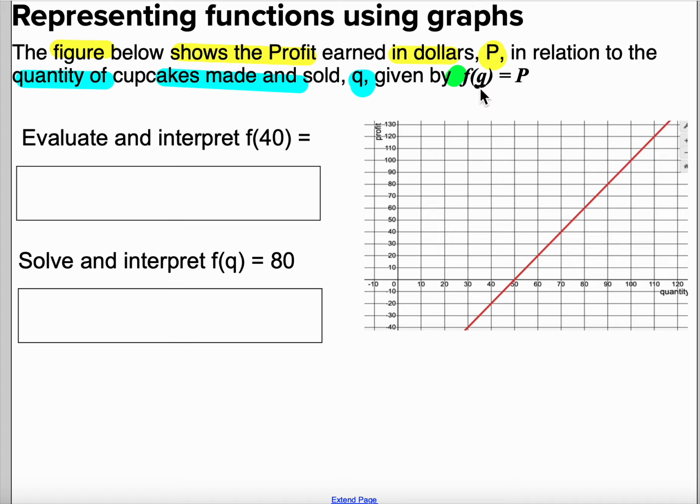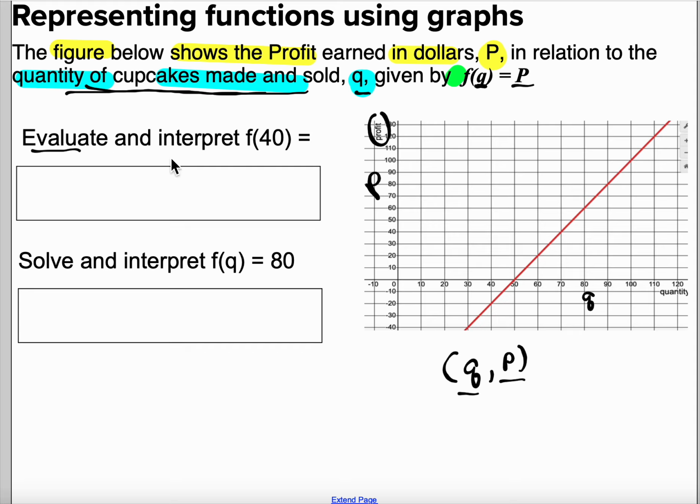It tells us Q is the input, and Q is the quantity of cupcakes sold. And it is labeled on the graph here, but we know that our inputs are on the horizontal axis. So this represents Q, quantity of cupcakes made and sold, and on this axis, the vertical axis, that's P, or profit. So I input Q, I output profit. So I know that I'm going to input Q, output profit. Each one of these ordered pairs that are on this graph here will give us input Q and output profit. All right, so let's look here.